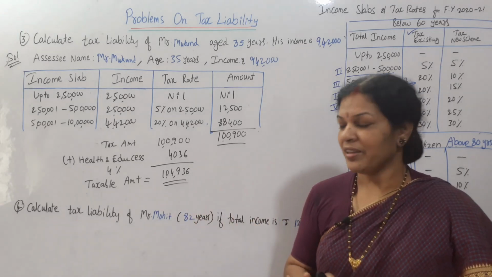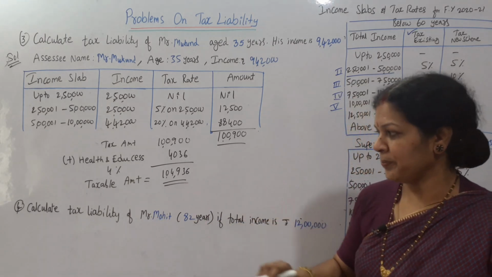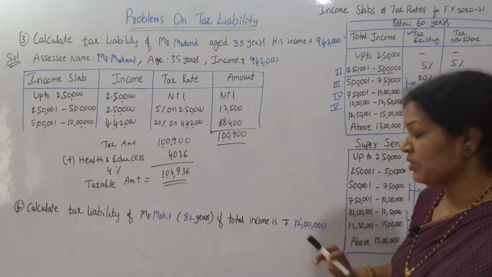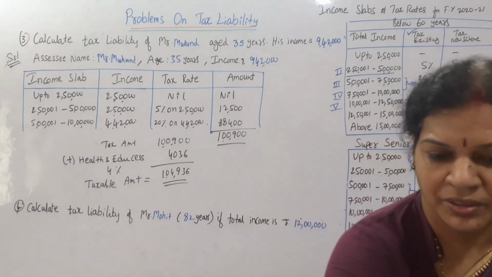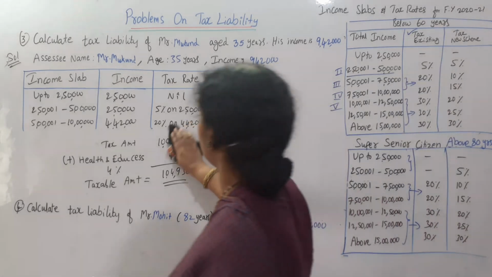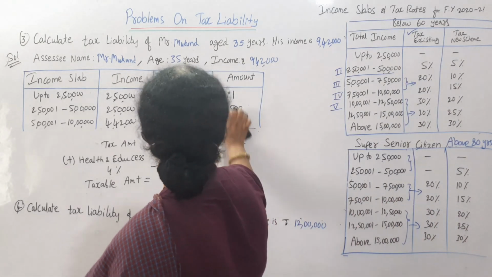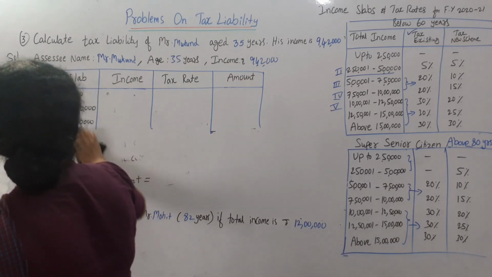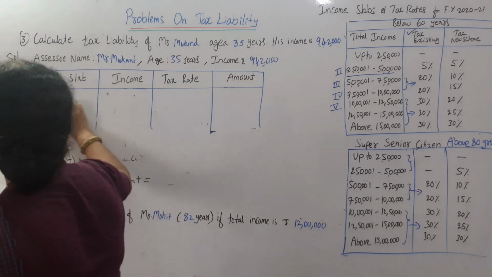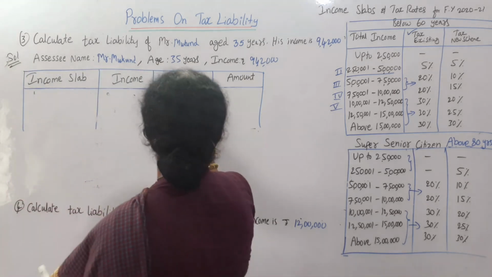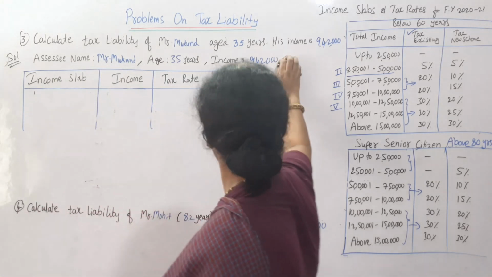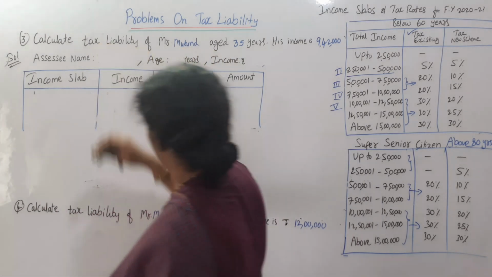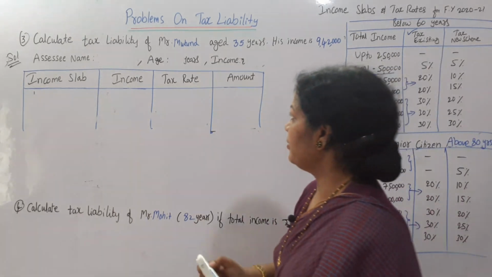Am I clear? Next we'll work out Mr. Mohit. Calculate the tax liability of Mr. Mohit, whose age is 82 years and the total income is 12,00,000. We'll see this one also. So let me rub this. We'll change this amount also. Mr. Mohit.